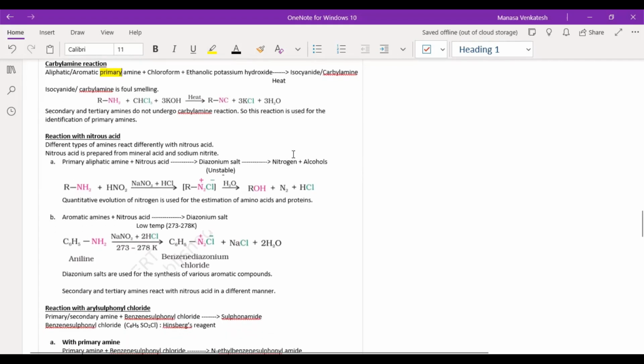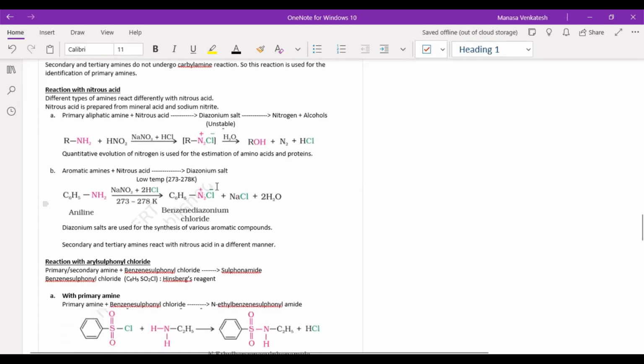Next is reaction with nitrous acid. Again, different types of amines will react differently with nitrous acid. First of all, nitrous acid is formed by reacting a mineral acid and sodium nitrite. So a primary aliphatic amine is reacting with nitrous acid to give us a diazonium salt, which is unstable. And this in turn gives us nitrogen and alcohol. Now, this nitrogen which is formed is quantitatively estimated for us to figure out the amount of the amino acid or protein which is taking part in that reaction.